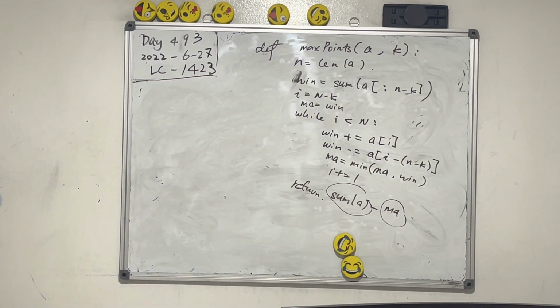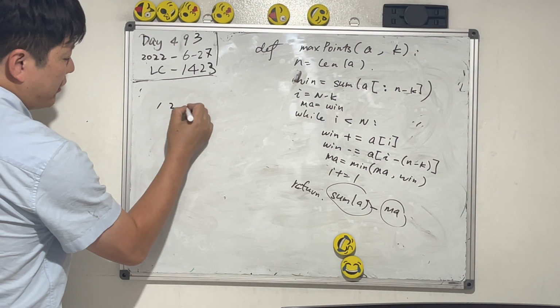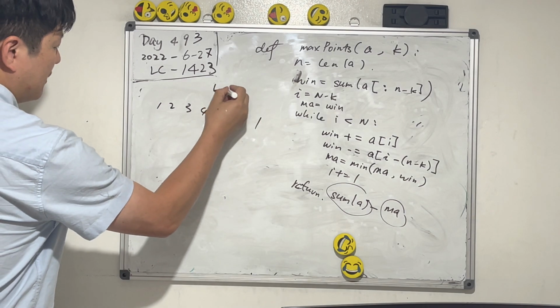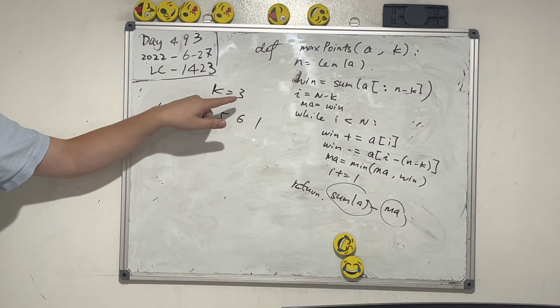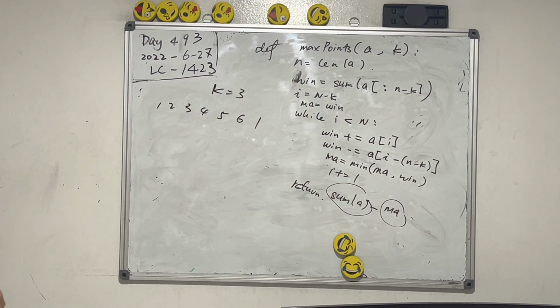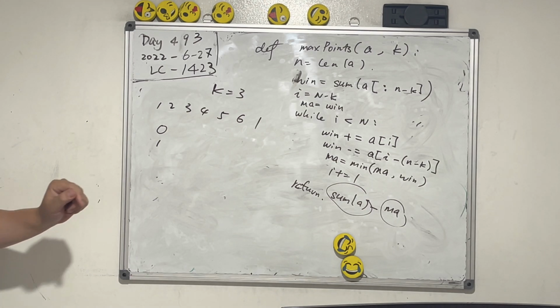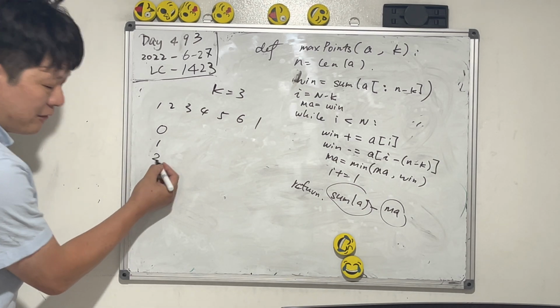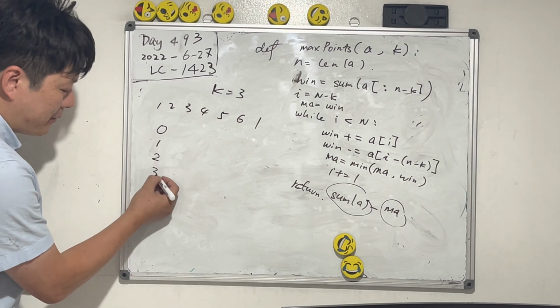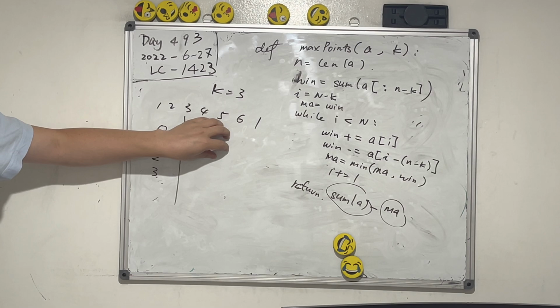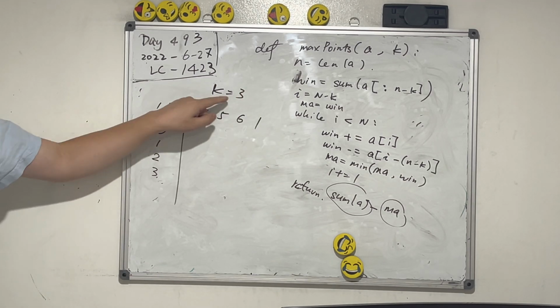It's quite similar. So look, with 1, 2, 3, 4, 5, 6, 1, right? We want to pick 3 numbers. K is equal to 3. So if we pick 0 numbers at the beginning, if we pick 1 number from the beginning, if we pick 2 numbers from the beginning, if we pick 3 numbers from the beginning, look, if we pick 0 numbers from the beginning, what else should I pick? How many numbers should I pick from the right? All of it. So k equals 3, yeah?